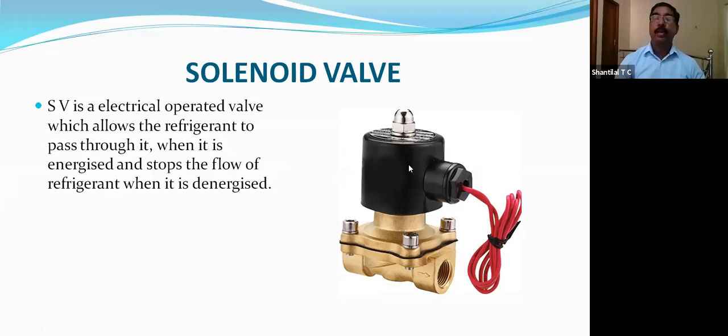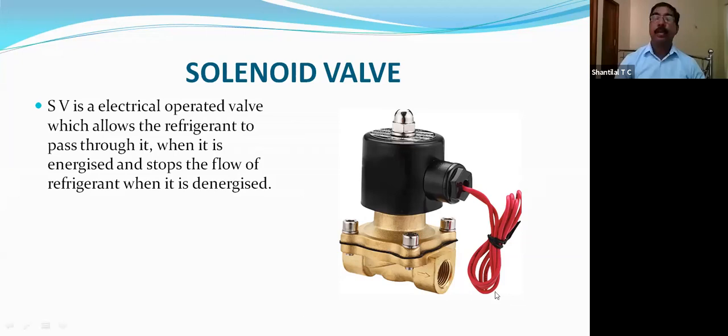So here the top has a solenoid coil. That solenoid coil is connected to a 240 volt single phase supply. When that coil is magnetizing, inside there is a spindle, and this spindle moves in an up and down motion. On that base, an orifice will be there. The orifice is the opening or closing. So when it is energized or de-energized, at that time this valve will be open or closed.